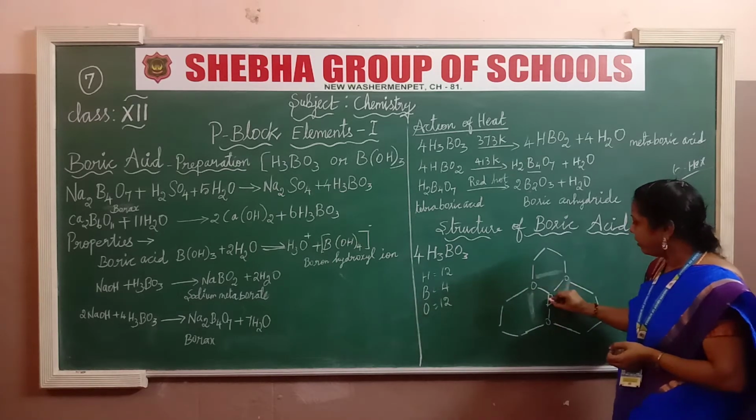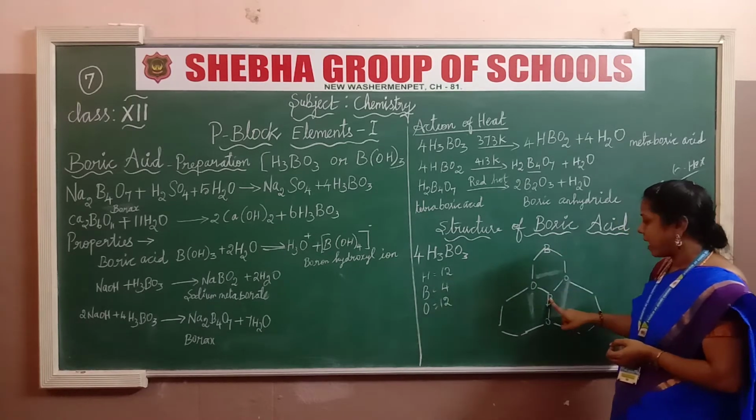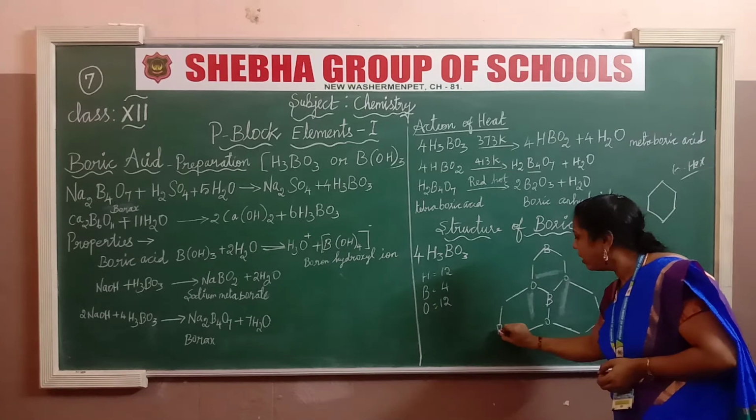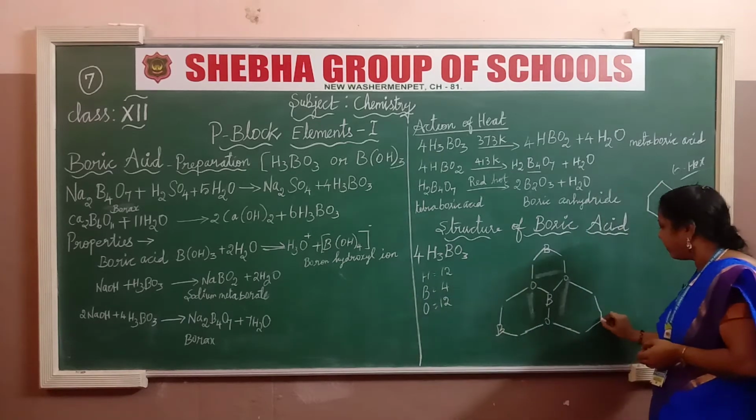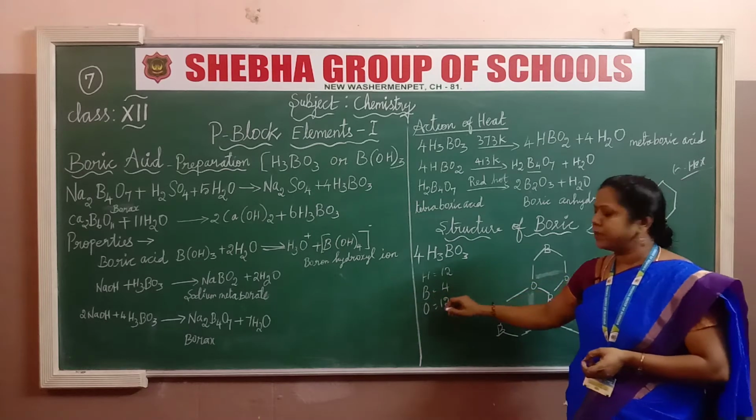So I am going to write down boron with a straight line, and go for a straight line for boron, and a straight line for boron. So totally 1 2 3 4. Boron 4 atoms is completed.